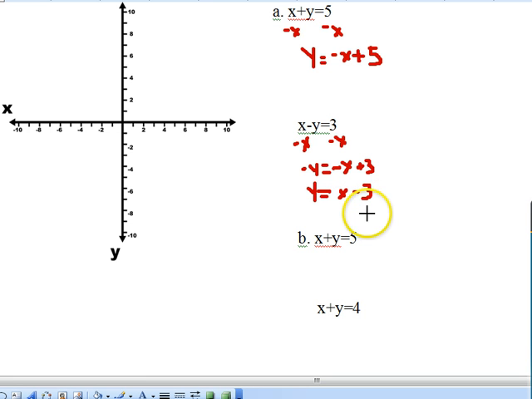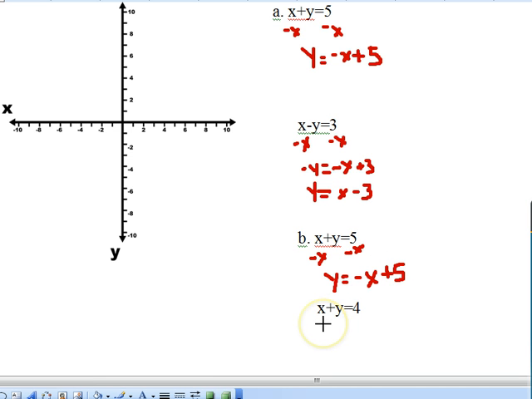Okay? And then for b, we have x plus y equals 5, so we're going to subtract x from both sides, and we get y equals negative x plus 5, which is the same as the first one we did in A.